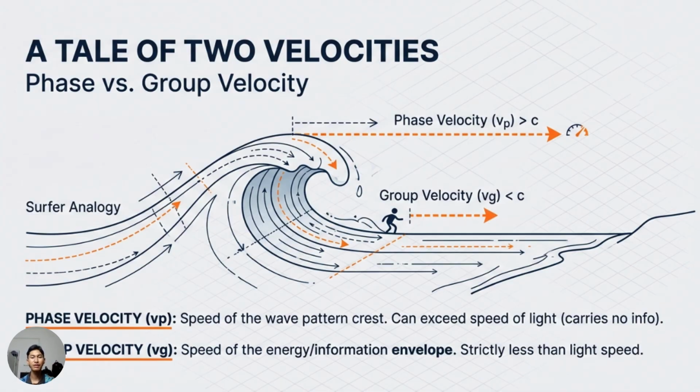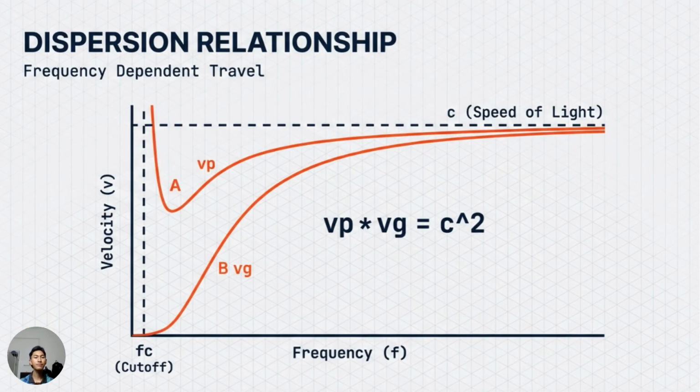Waveguides are dispersive structures. That means velocity depends on frequency. As frequency approaches the cut-off frequency, the group velocity approaches zero, while phase velocity increases. These two velocities are related by the equation Vp times Vg equals c squared.